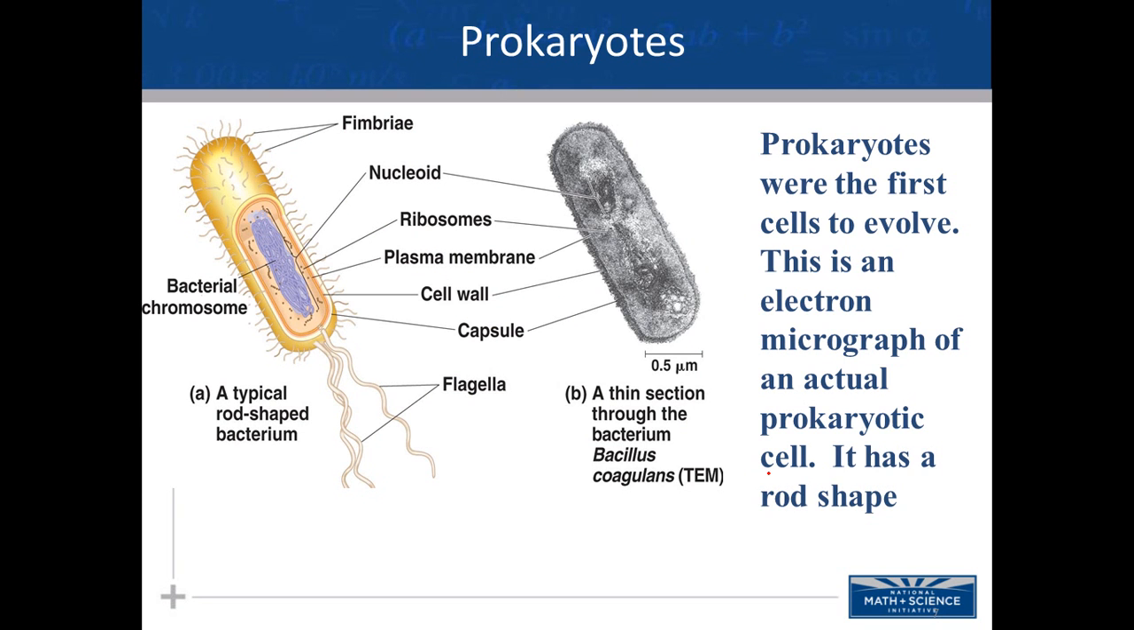We have mentioned that prokaryotic cells are smaller than eukaryotic cells, that they were the first cells to evolve, and they're pretty simple. This is an actual electron micrograph of a prokaryotic cell. If you were to look at it underneath a light microscope like we have here in the room, you would be able to make out something that kind of looks like this, and not much more than that. So an electron microscope allows you to magnify things quite a bit. And we can make out that it has a rod shape.